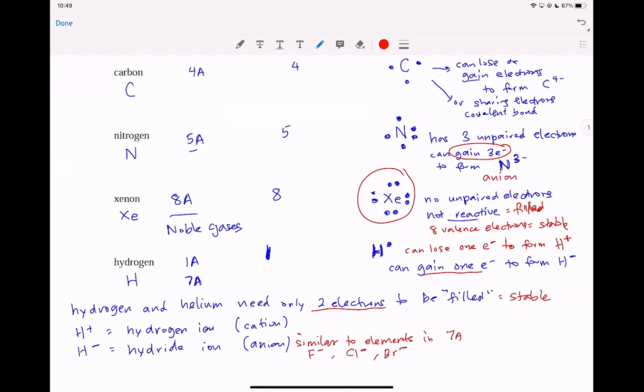If you look back on your monoatomic cation cheat sheet, you'll see that those all in 7A form -1 charge anions. And so because hydrogen can do the same thing, it can act like those elements in family 7A. That's why hydrogen is also listed in family 7A, because it acts the same, even though it doesn't actually have 7 valence electrons. And so helium is something that is also only needing 2 electrons to be filled.